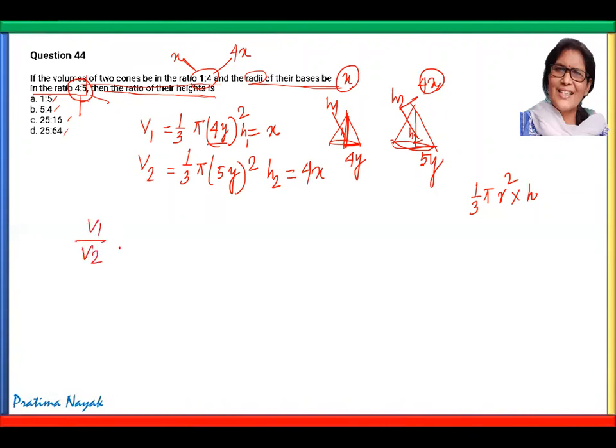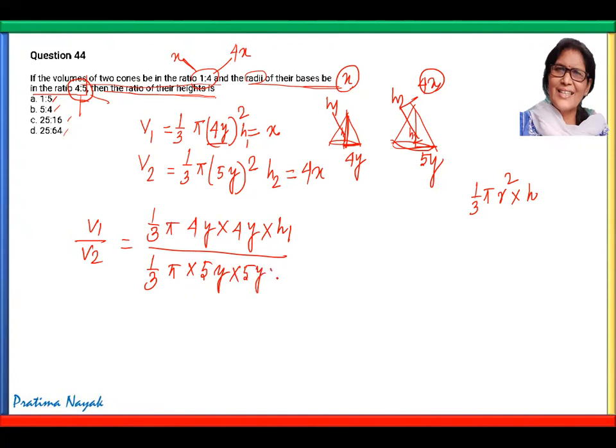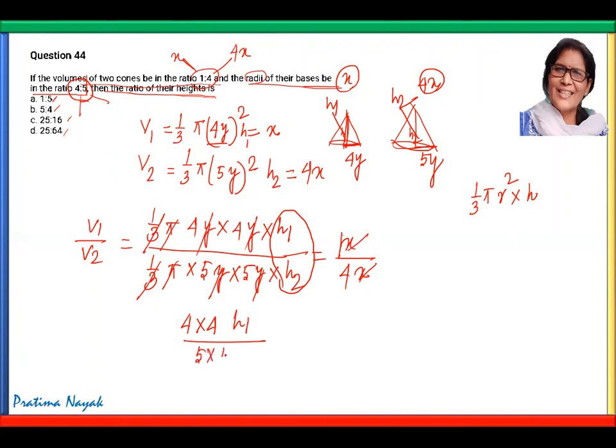So v1 by v2 is equal to 1 by 3 pi 4y square, I'm writing 4y multiplies 4y, into h1, upon 1 by 3 pi 5y multiplies 5y into h2. This gives x by 4x. X means 1x. 1 by 3 pi cancelling. Y cancel, y cancel, x cancel, but it is 1 here. So on left side I am getting 4 multiplies 4 h1, here 5 multiplies 5 h2, is equal to 1 by 4. So 16h1 by 25h2 is equal to 1 by 4.